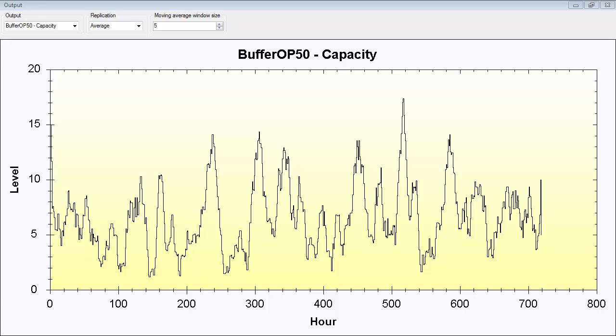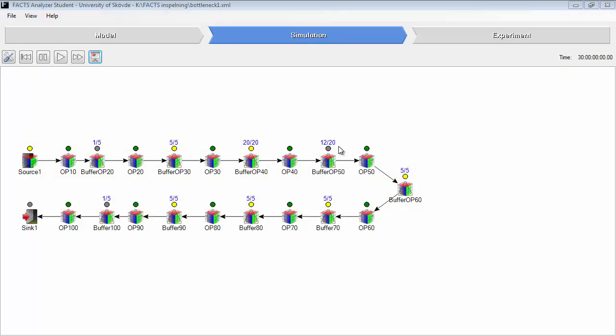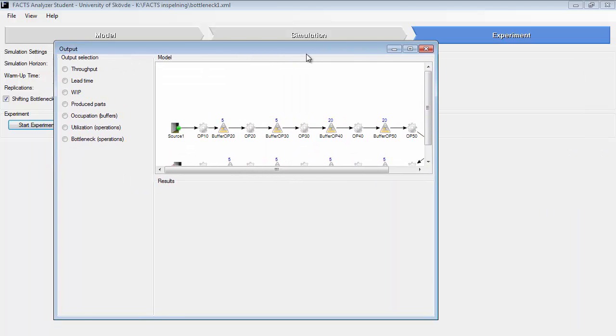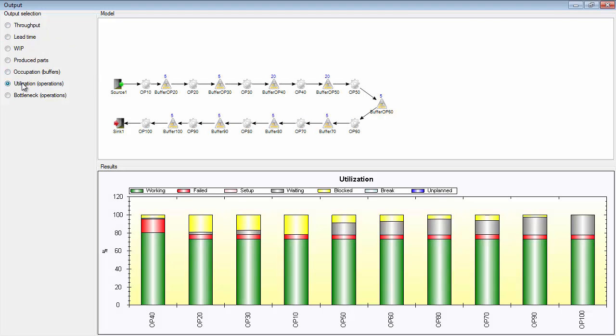We can also use utilization for bottleneck analysis. If we go back to the experiment, run the experiment again, and look at the output data, we can go to utilization, and we can see that one of the operations is utilized more than the others. Utilization is actually the amount of working time and setup time of the operation, so the active time that it's actually doing some kind of value-adding work to the part.